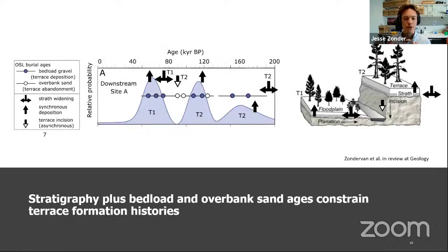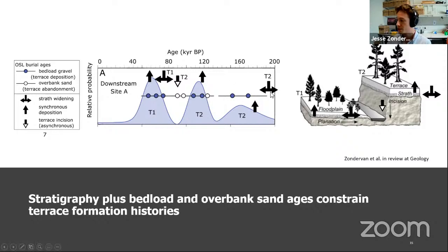So what does that mean for the relationship with climate? Well, I'm going to show you here a graph where we have the probability of deposition, which is based on bedload sediment ages. And these arrows come from the stratigraphy together with the age data, which you can't see in this figure, right? So don't get confused. Where do these arrows come from?